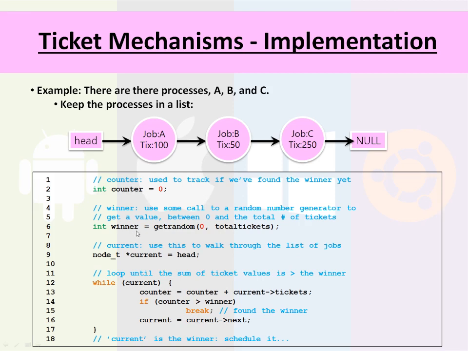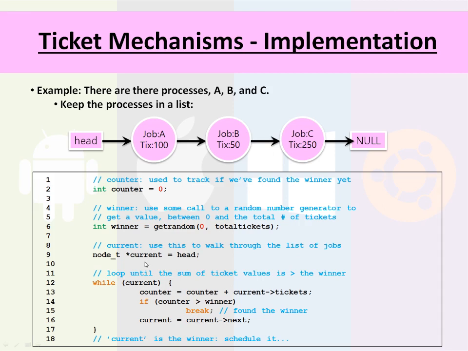And we have winner, which we use to get the ticket number that we're going to be looking for. So we get a random value between 0 and the total number of tickets. Finally, we have current, which is basically a pointer to the start of our process list, so it will point ahead. And you can see, like I said before, this is our process list with nodes for each job.